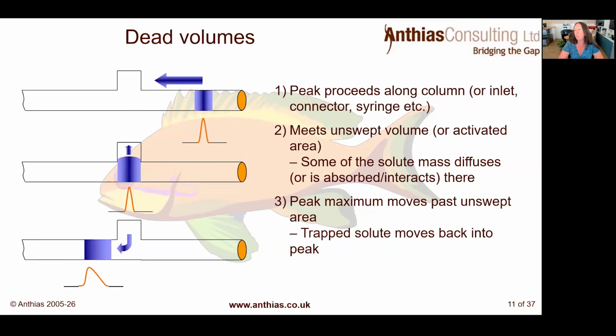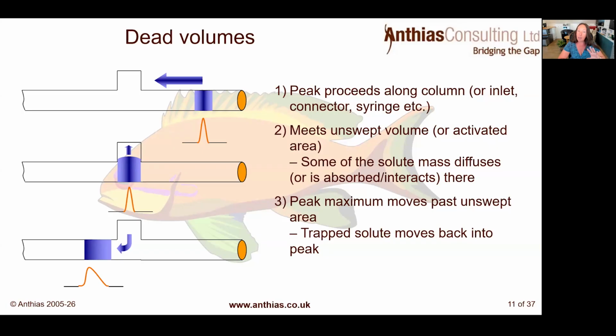So let's think about a dead volume, but also about what's happening with activity. We've got this lovely Gaussian peak, and it proceeds along, for example, the column, or it could be through the GC inlet liner, or through your autosampler of different types. So it goes along, but it meets an unswept volume or an activated area, as we can see in the middle picture. It could be that in that unswept area, some of the solute mass diffuses in there, or it could be that this is an active site. So some of those molecules can get absorbed or interact, for example, with hydrogen bonding.